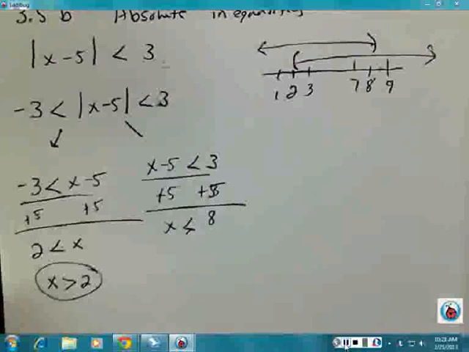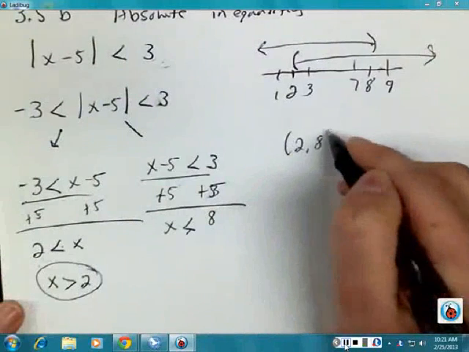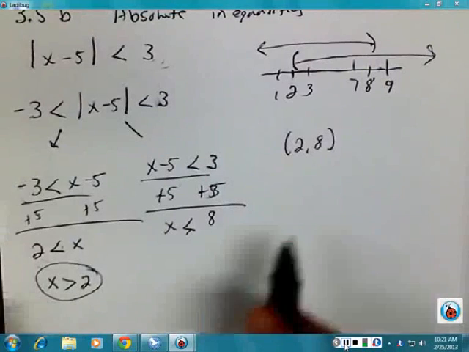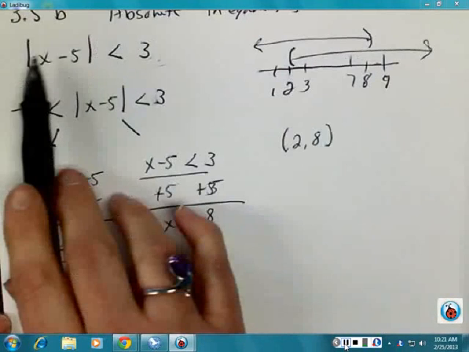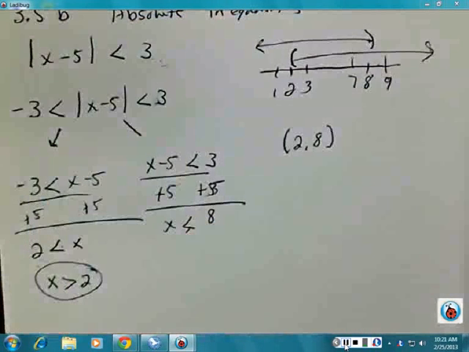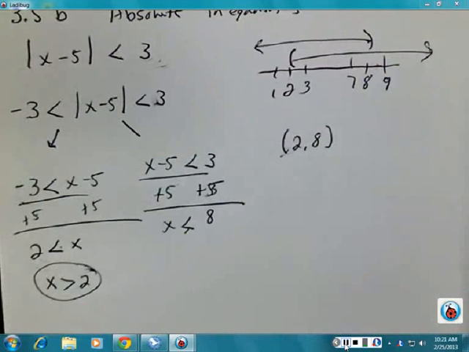So what's my solution? My solution in interval notation is (2, 8). Because it's in between those two that makes this solution come out correct if I put those numbers in there. But I can't include 2 and I can't include 8. Are we okay? What do you think? Yeah, I think I got that part so far. Think we're good? Okay. All right.